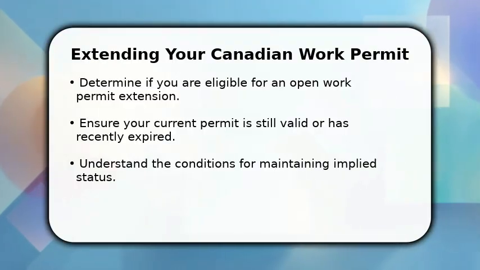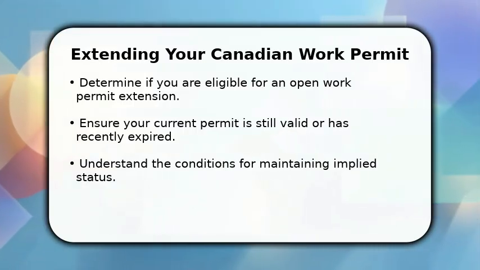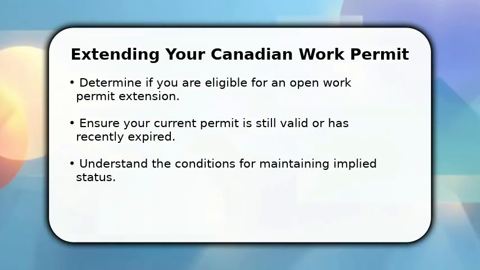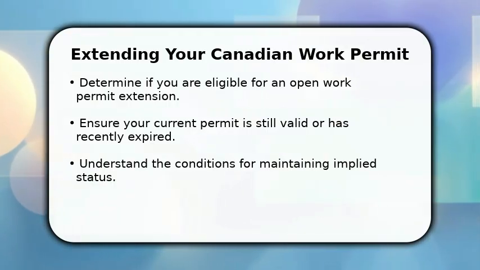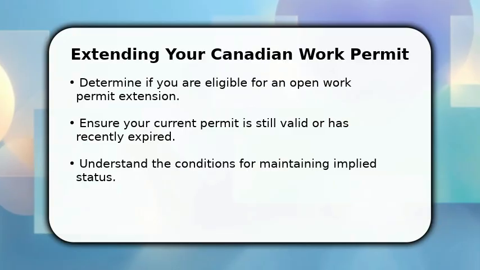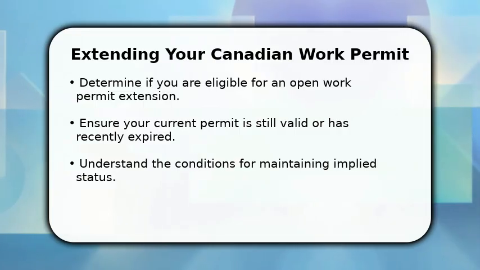In this video, I will explain how to apply for an open work permit extension in Canada. First, confirm your eligibility. You generally need to be in Canada with a valid permit or have applied before your current permit expired to maintain implied status.